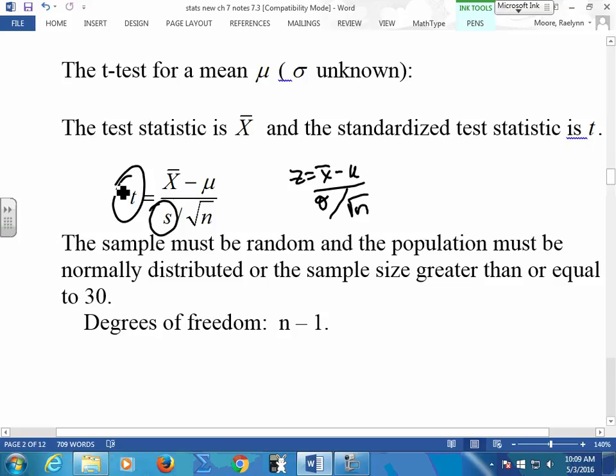Again, your sample must be done randomly, and the population must be normally distributed, or the sample size greater than or equal to 30. So you're going to see in some of the examples it's going to say it's approximately a normal curve, or you're going to see your sample size is greater than or equal to 30. They don't show you the test, but we'll just do a mental test to make sure. And again, remember degrees of freedom.